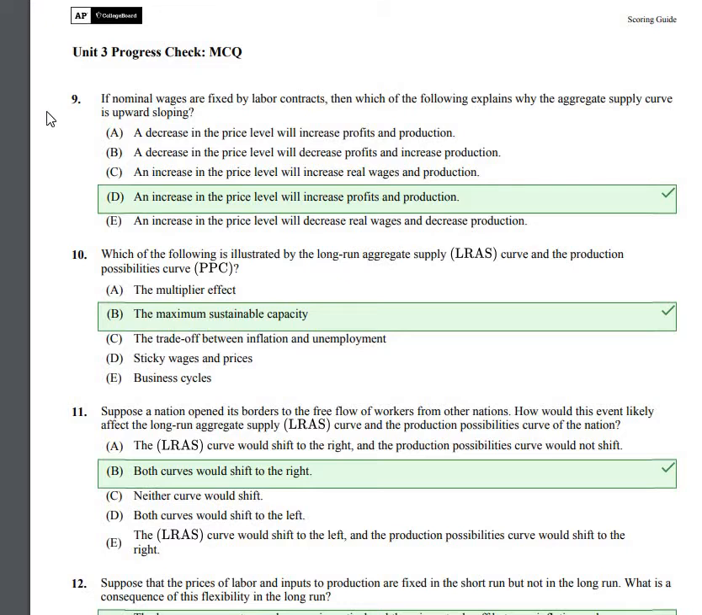Number 9, if nominal wages are fixed by labor contracts, then which of the following explains why the aggregate supply curve is upward sloping? D, an increase in the price level will increase profits and production. Okay.